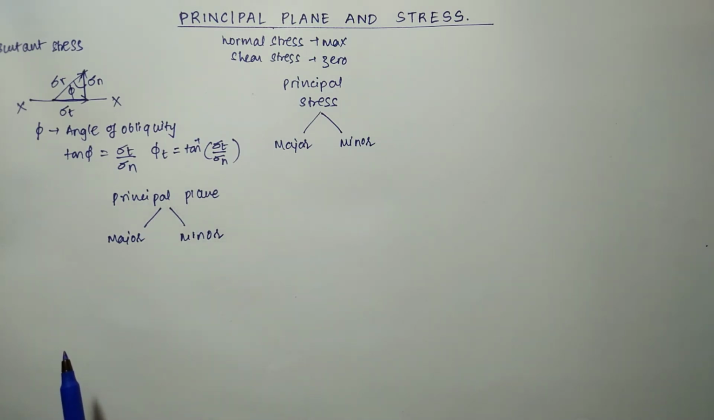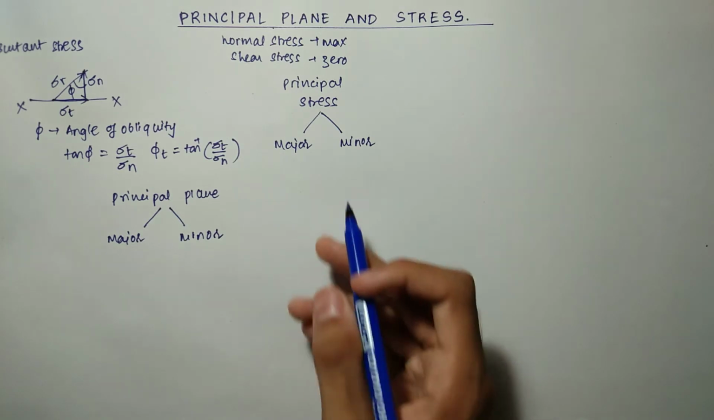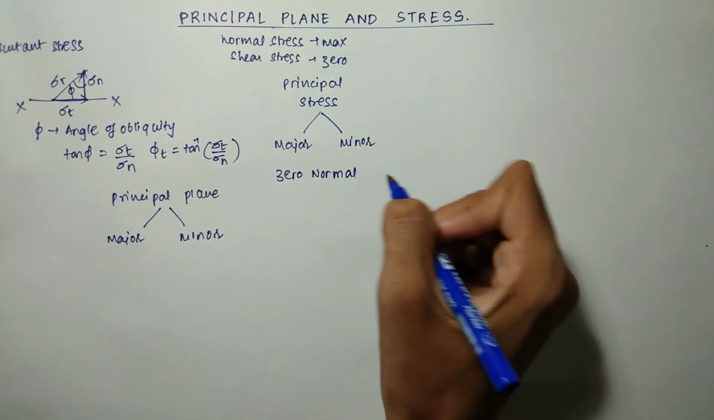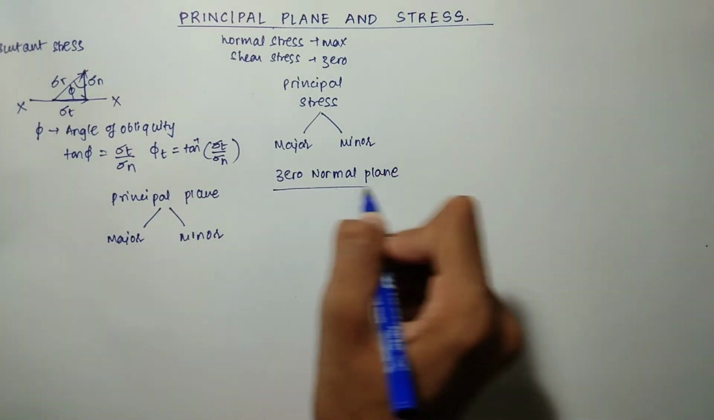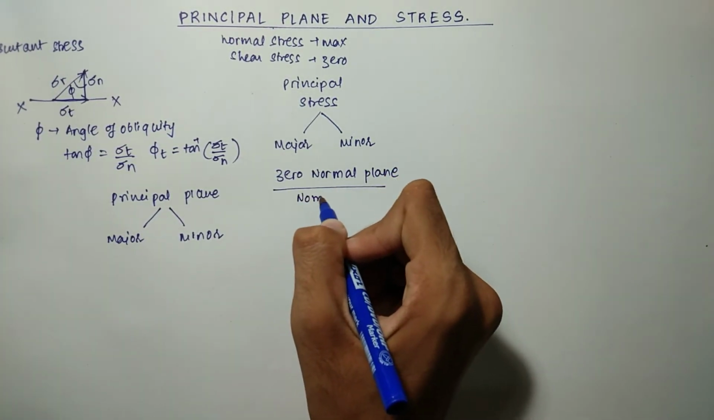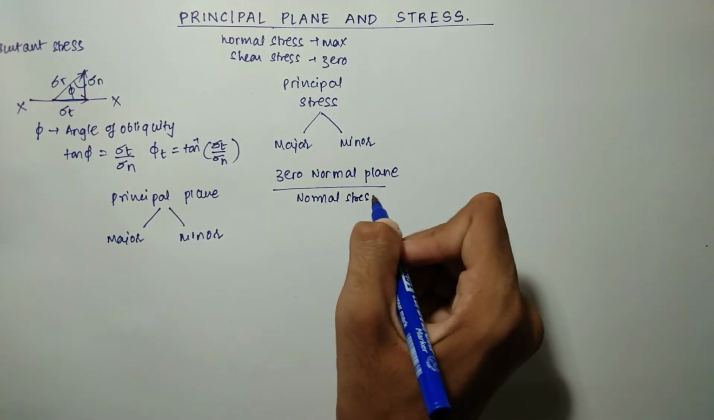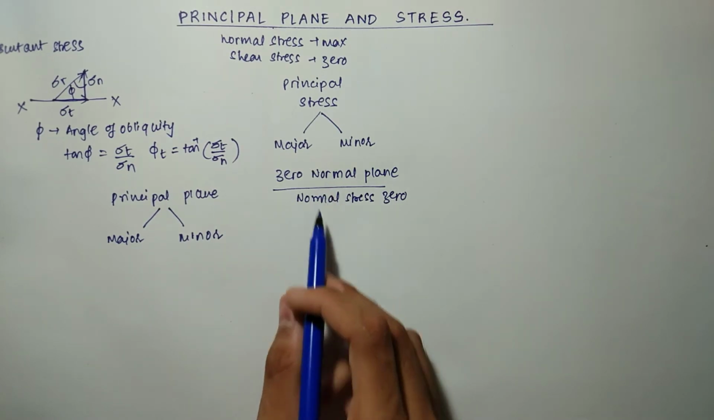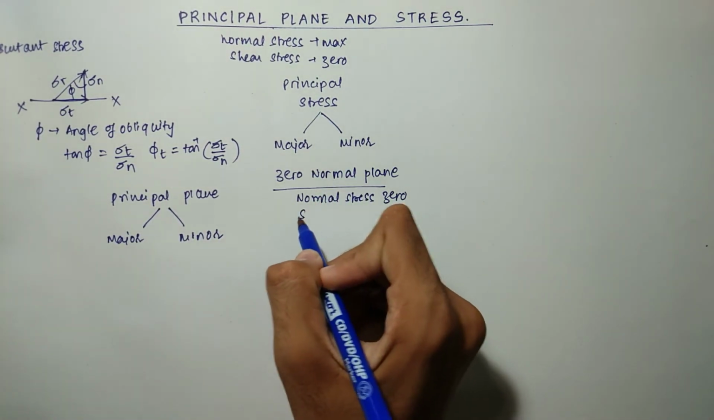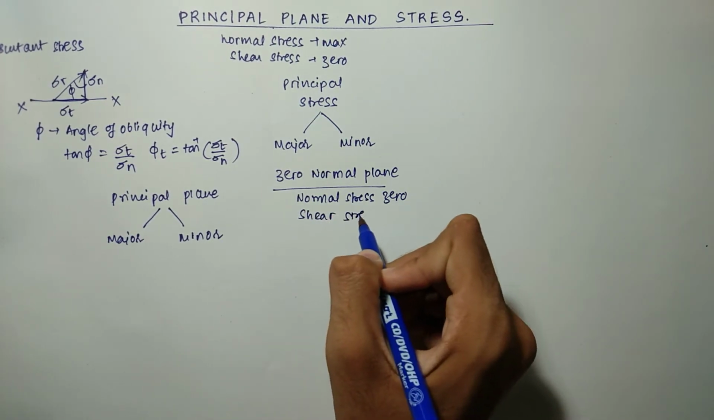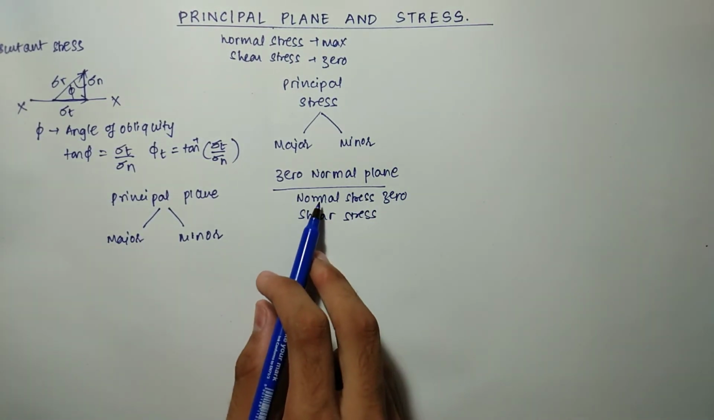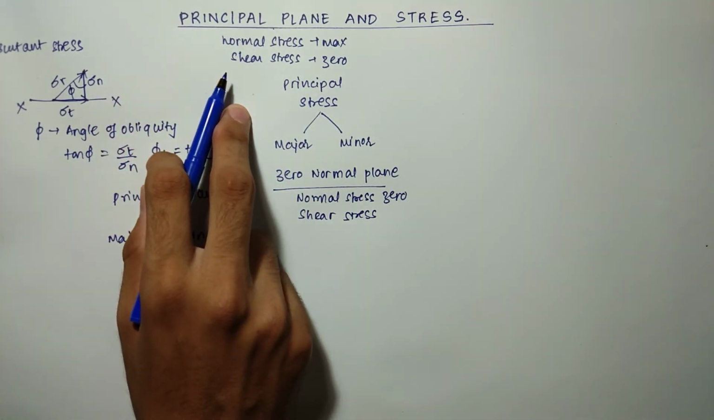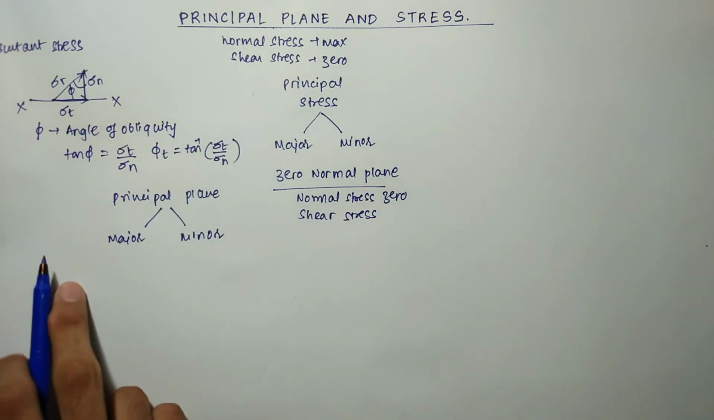Now another important point is regarding the zero normal plane. One can define the zero normal plane as a plane on which the normal stress is 0. This is the condition for the zero normal plane. Here there may be a presence of shear stress, it doesn't matter. But the condition is that the normal stress should be 0, whereas for the principal plane the normal stress should be maximum and shear stress should be 0. So this is all regarding the important terms.